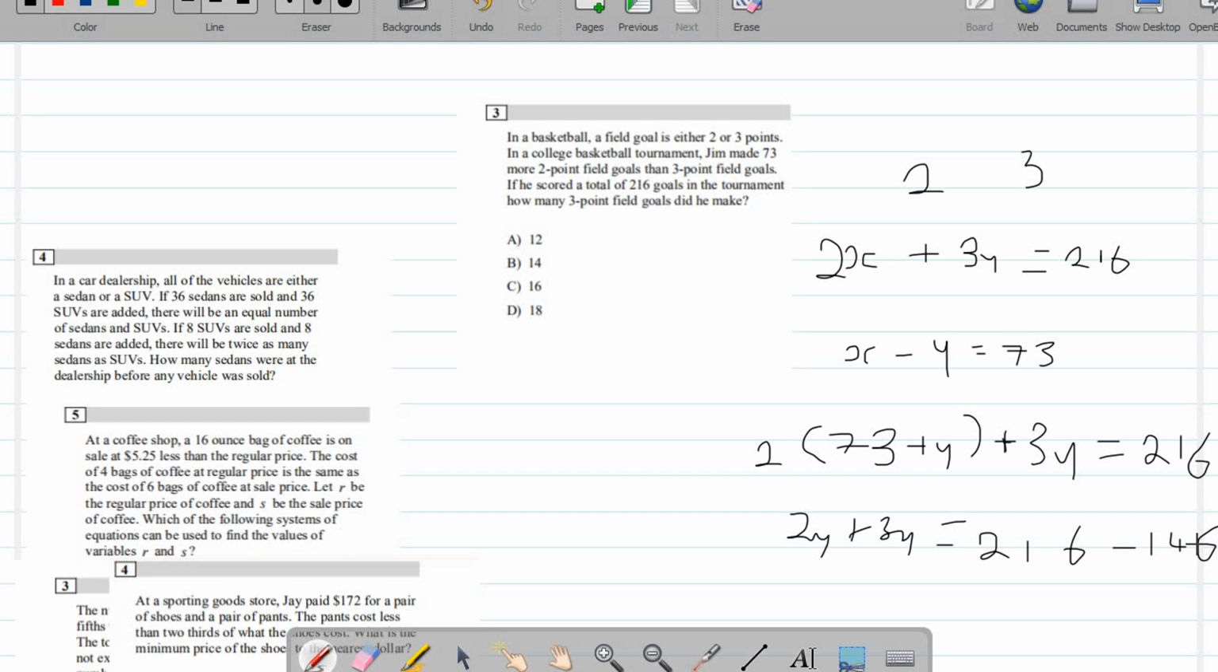So that'll give us 70. So having y equal to 70 over 5. So that's 14. So that's y. Remember that y is the number of 3-point goals he made. Okay, so that's 14. So he made 14 3-point field goals. So let's move to the next one.